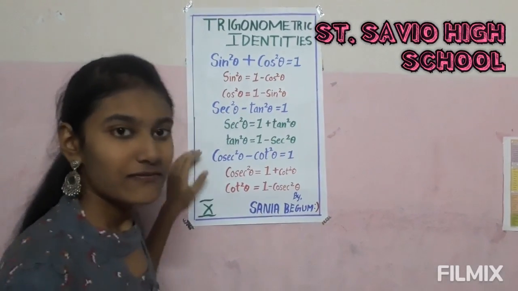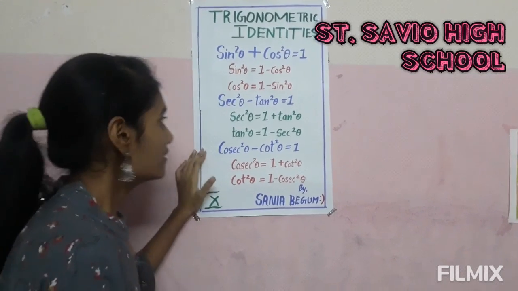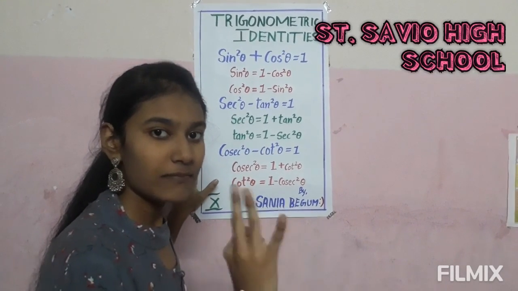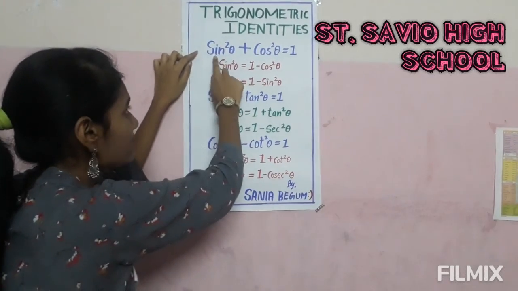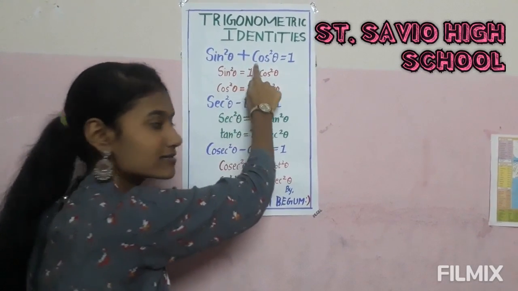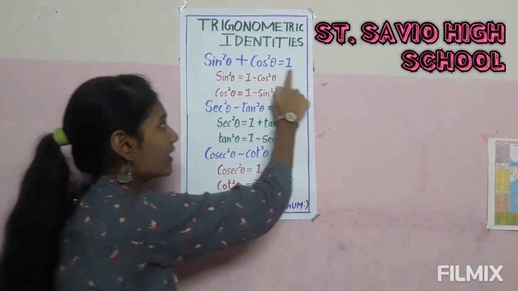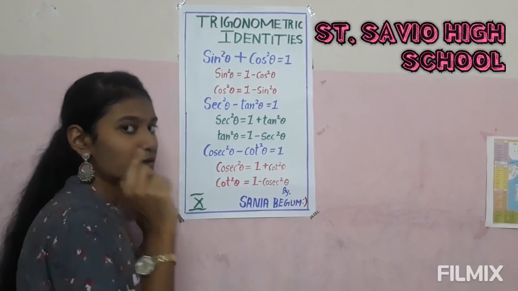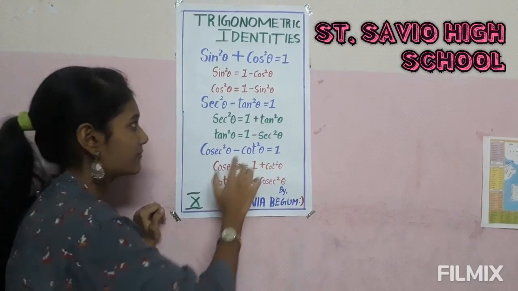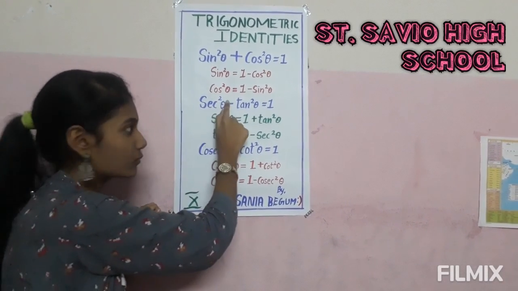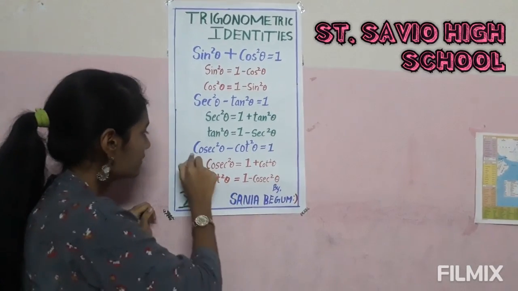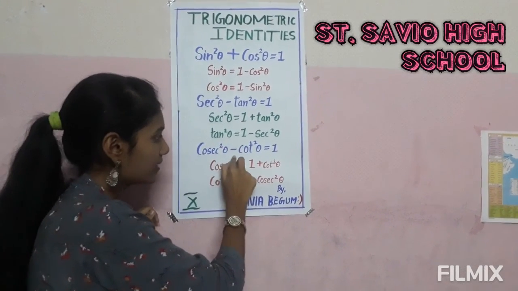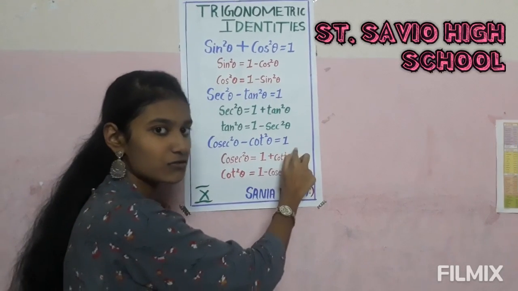Guys, the last topic is about the trigonometric identities. To learn trigonometric identities, first we have to learn three main identities. They are written in the blue marker: sine square theta plus cos square theta equals 1. We have to learn this. We have to keep this in mind to remember the other identities. The next one is sec square theta minus tan square theta equals 1. The third one is cosec square theta minus cot square theta equals 1.